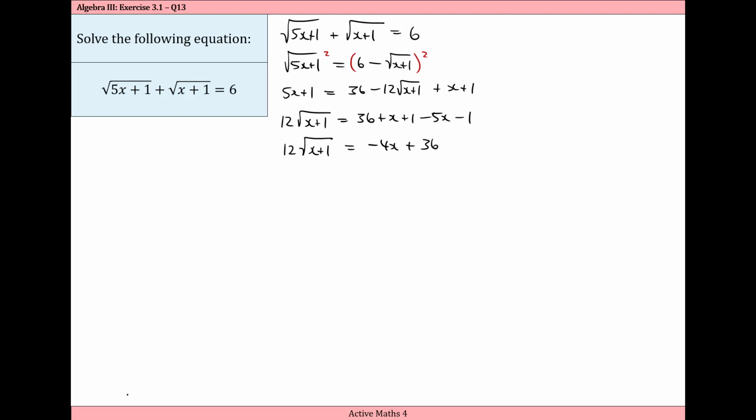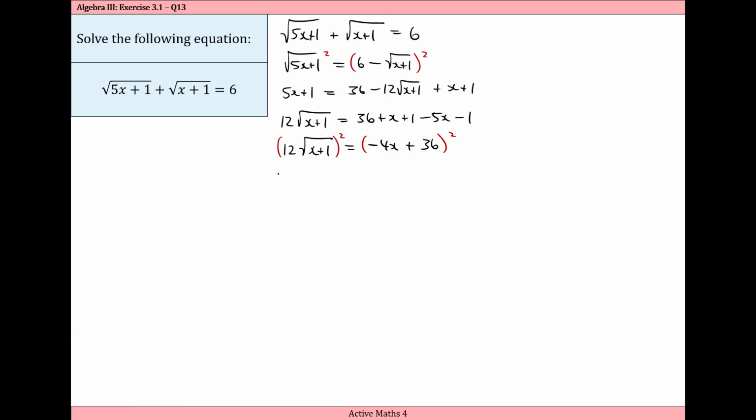I'm going to square both sides again. I still have a surd in the equation, and so this sometimes occurs in a question where we have two surds, which we do in this question. So I'm going to square both sides again to try and eliminate the surd term on the left hand side.